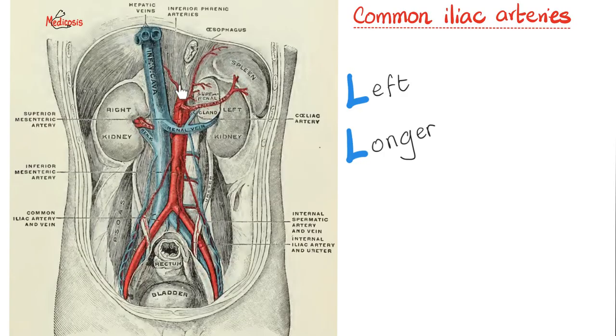Next, just like we have inferior phrenic arteries, we have inferior phrenic veins and they drain into the IVC. We also have hepatic veins from the liver drain into the IVC. Please do not confuse the hepatic veins with the portal vein. The portal vein goes into the liver, but the hepatic veins drain from the liver.